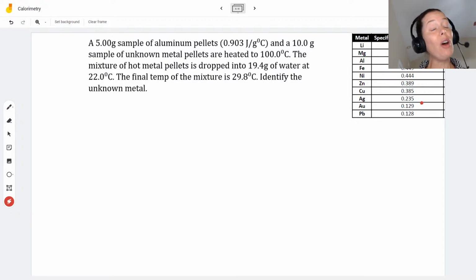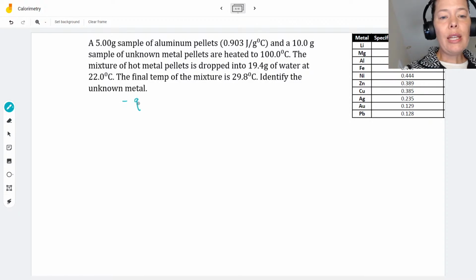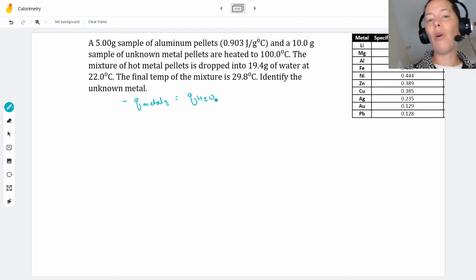And so hopefully when we solve for the heat capacity of the metal, we'll be able to identify what metal it is. This is kind of an interesting problem because the heat of our metals is going to be transferred to the water. So now instead of just having one pure metal transferring heat, we've got to take into account two different metals that are transferring heat. All right, so let's think about our Q's and how the heat transfer is happening. So the heat from our metals is going to equal the heat transferred to our water.